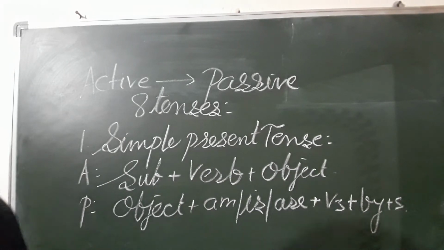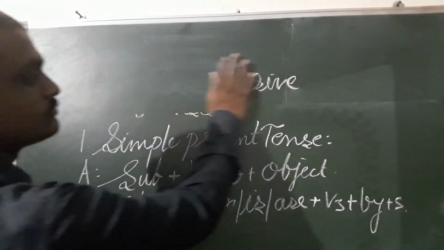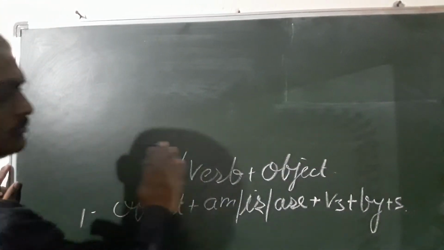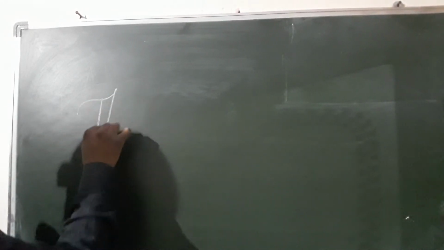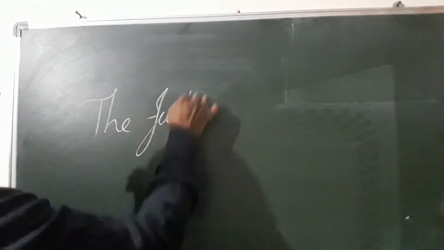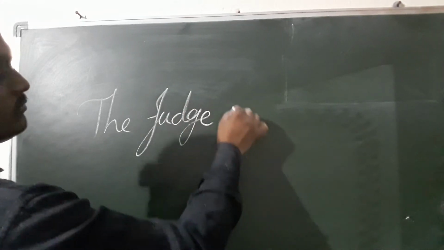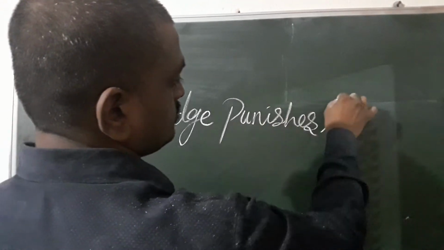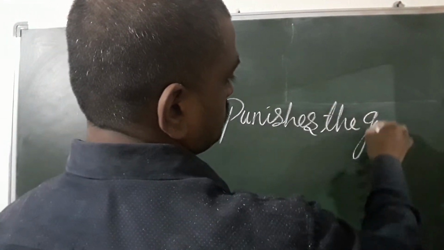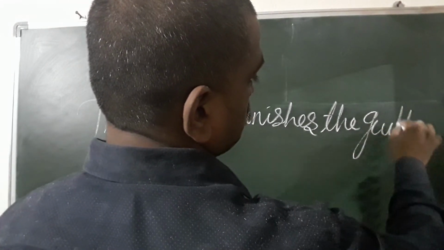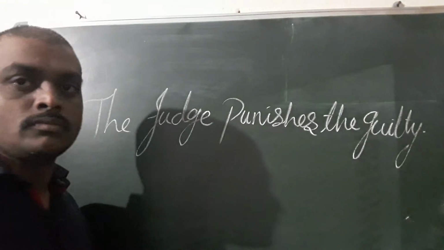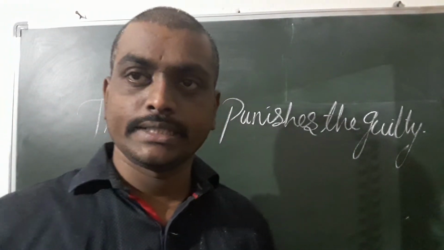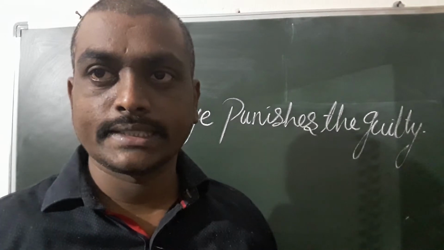The judge punishes the guilty. I hope you have written this. So what sentence is this? The judge punishes the guilty. So this sentence comes in the active voice form. So we have to change this sentence into the passive voice form.